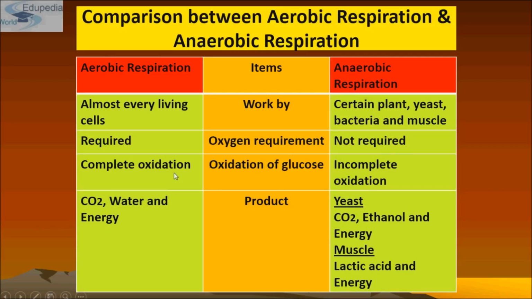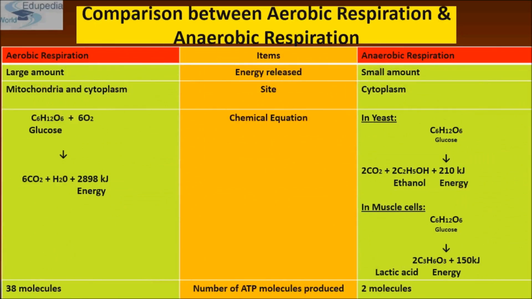Oxidation of glucose is complete in aerobic respiration, whereas it is incomplete in anaerobic respiration. The products formed in aerobic respiration are CO2, water, and energy, whereas in anaerobic respiration, in yeast, CO2, ethanol, and energy are released, and in muscles, lactic acid and energy are released. Energy release is large in aerobic respiration, whereas it is very small in anaerobic respiration.